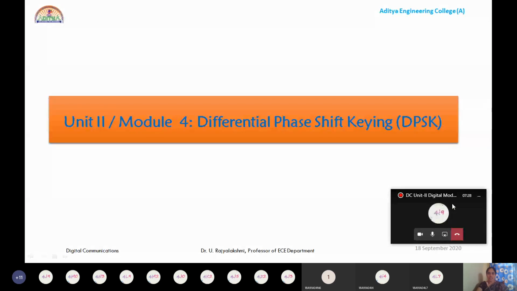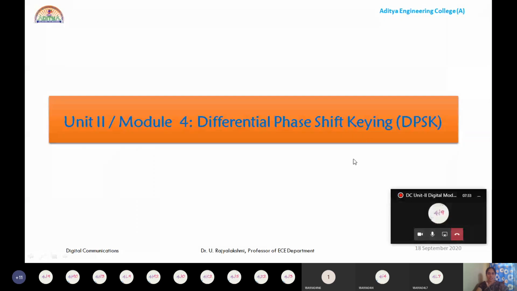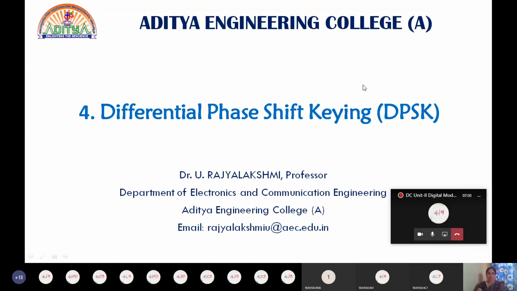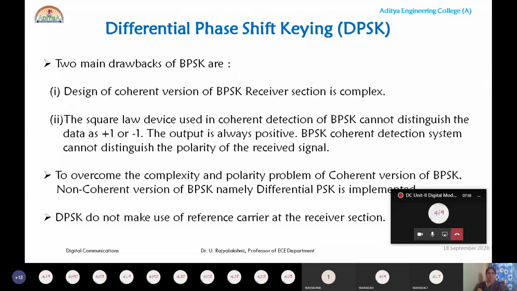In the last class, we started the differential phase shift keying technique, and we discussed the importance of DPSK. We even discussed the transmitter section of the DPSK technique. We already discussed that differential phase shift keying makes use of a differential encoder. The differential encoder compares the present input with the past differential data.